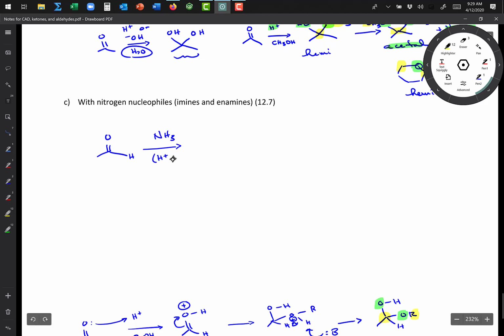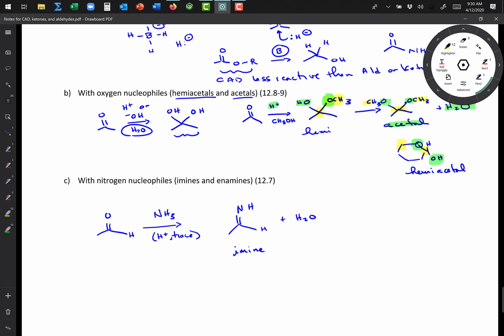You can't have a lot, but you have a small amount of acid present, because you remember that ammonia is a base. So if you don't have any acid present at all, and you add the ammonia, the pH will be too high. But what you'll form is a compound that looks like this. And this is known as an imine. And the thing that comes off with it is water. And I'll address the water in a little bit.